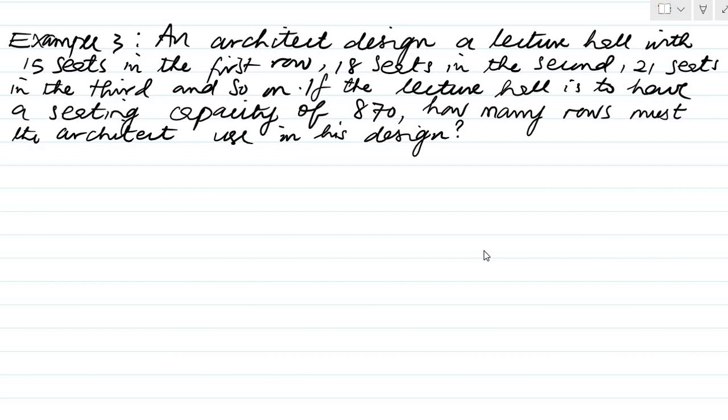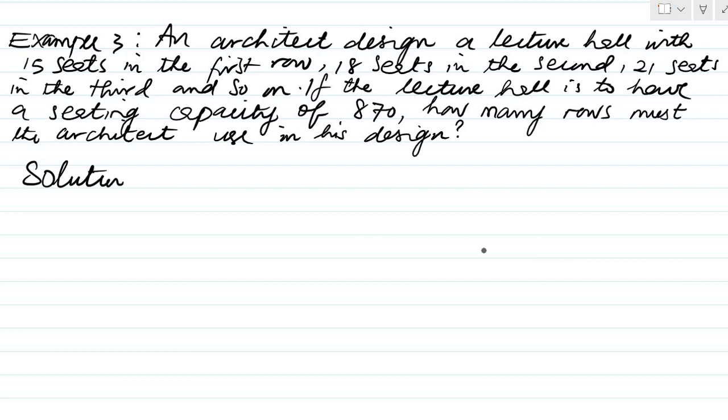An architect designed a lecture hall with 15 seats in the first row, 18 seats in the second row, 21 seats in the third row, and so on. If the lecture hall is to have a seating capacity of 870 seats, how many rows must the architect use in his design? Let's take a look at the solution to this problem.